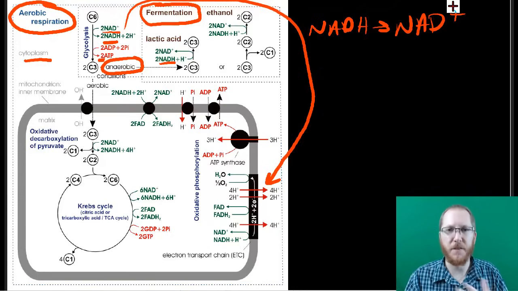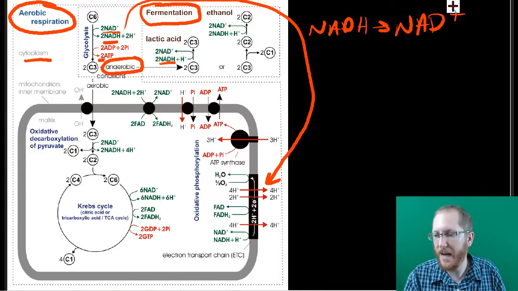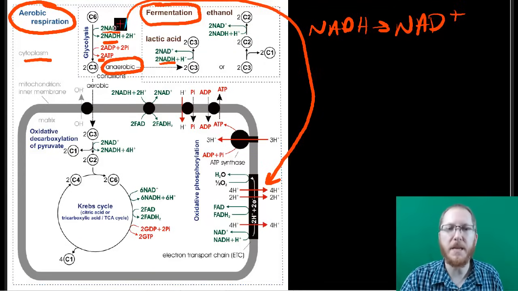And in some cases, if you don't have room for something, you're going to want to pitch the money that you can't use and save the money you can. That's like what you have going on here: you want to keep making ATP, so you pitch this NADH because you can't use it.